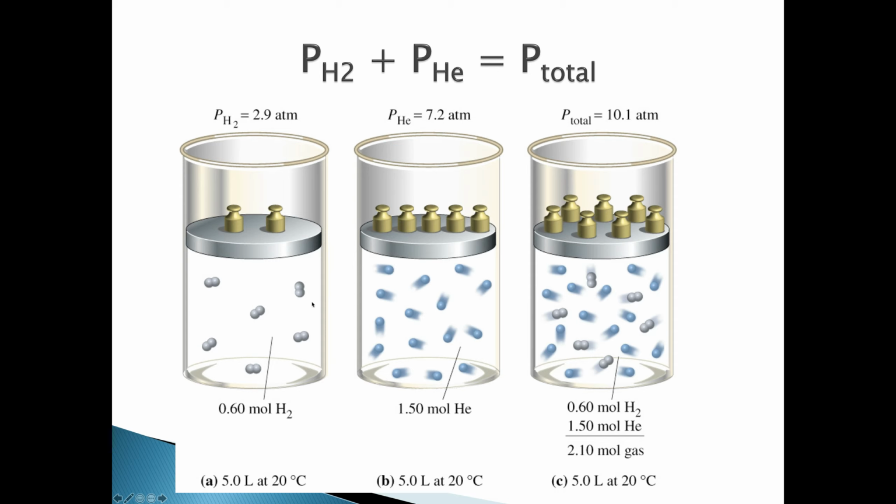Now, if we put these two gases together in the same 5-liter container at 20 degrees Celsius, and you want to get the total pressure of this mixture, you just simply add the partial pressure of each gas in the mixture to get the total amount of pressure. So the pressure of one gas plus the pressure of the other gas will add up to give you the total pressure of those mixed gases together.